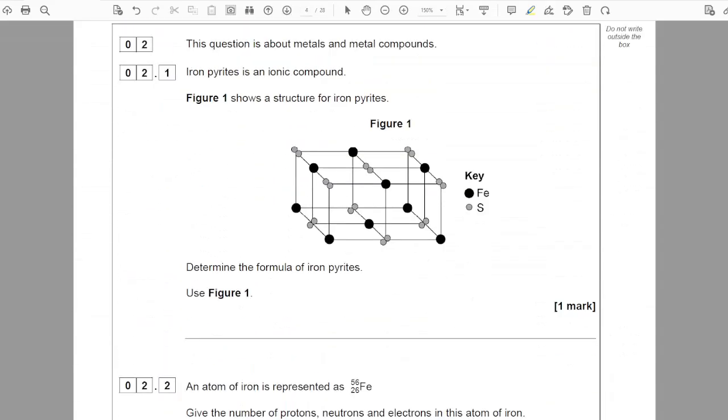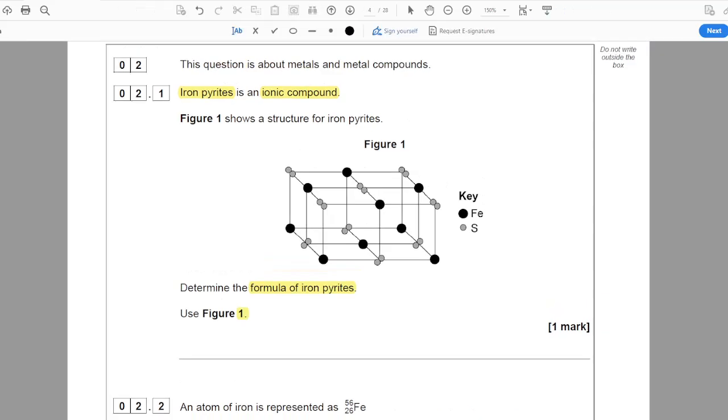2.1. Iron pyrites is an ionic compound. Figure 1 is showing a structure of it. Determine the formula of iron pyrites. So if you look at figure 1, you can notice that 1 atom of iron is bonded with 2 atoms of sulfur. So simply it's FeS2.